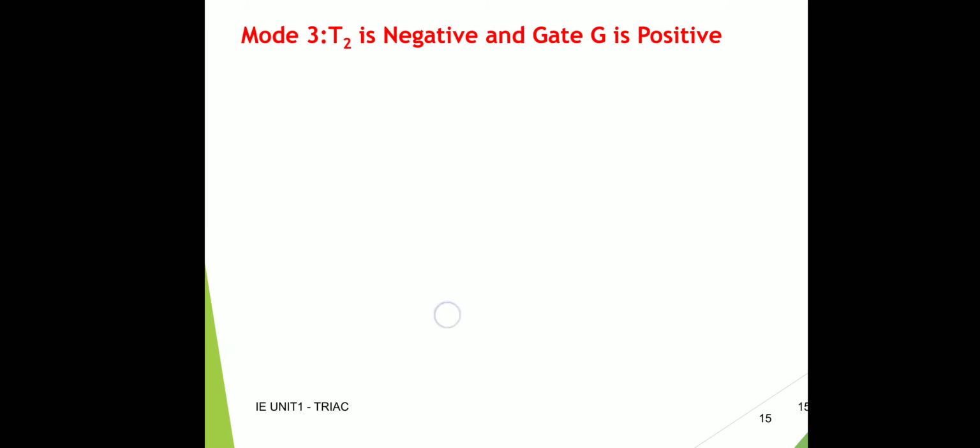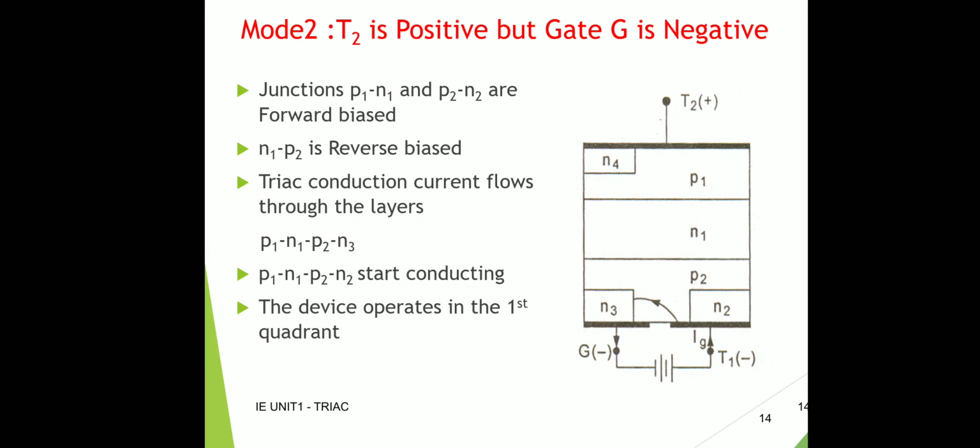The device operates in the first quadrant. In the first mode the device operates in the first quadrant, and in the second mode also. That means when T2 is positive, whatever the state of the gate, positive or negative, the device operates in the first quadrant. Now, what are the characteristics in the first quadrant? We already discussed that.